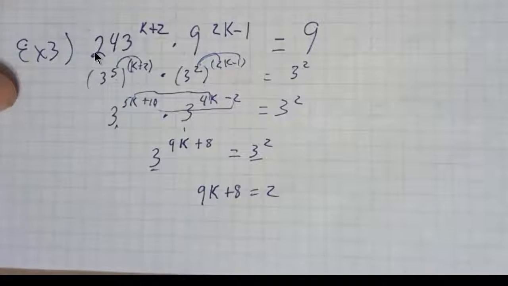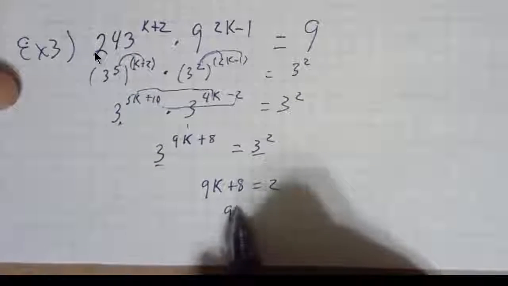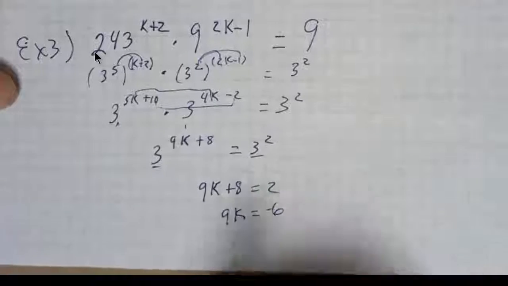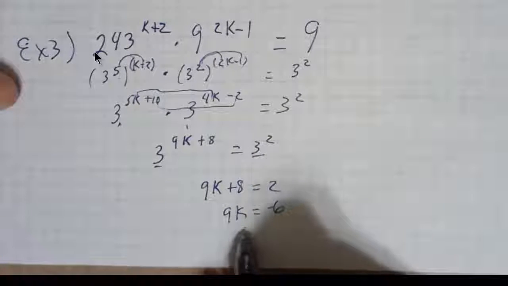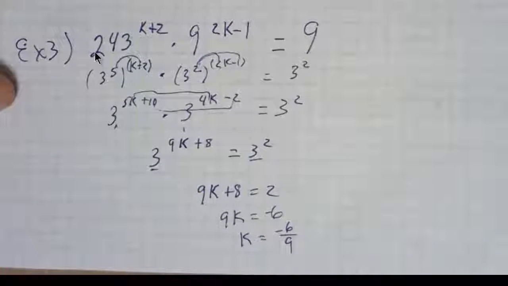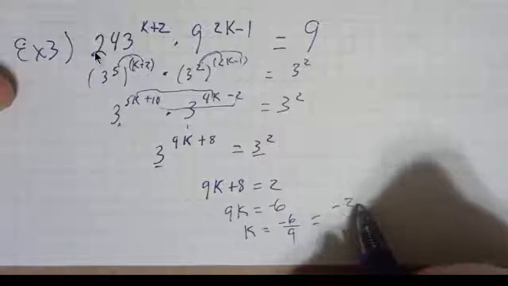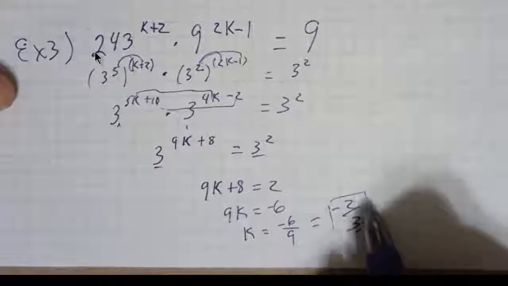Now we just have a 2-step linear equation. Subtract 8 from both sides first. Divide by 9. And then I'm going to simplify that to negative 2/3. So k should equal negative 2/3.